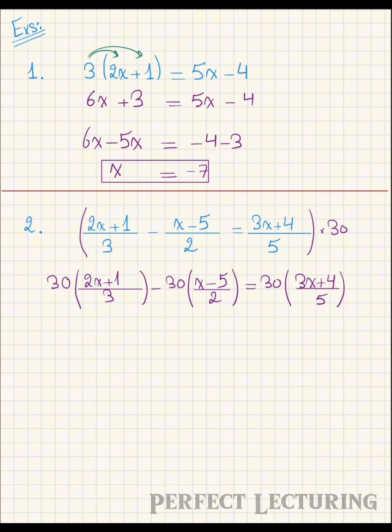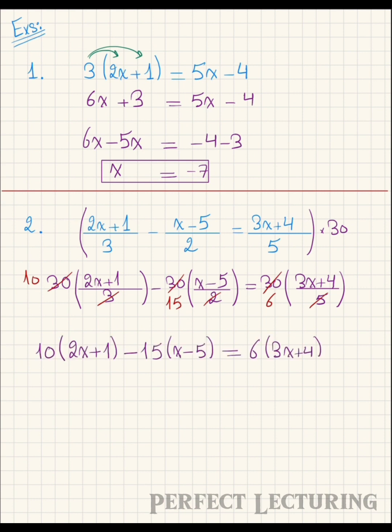Now, as we said, 30 is divisible by all the denominators. So 30 divided by 3, I'm left with 10. 30 divided by 2 is 15. And 30 divided by 5 is equal to 6. And the equation is now transformed into the following form, which is more friendly, if you will. So we have no denominators here.